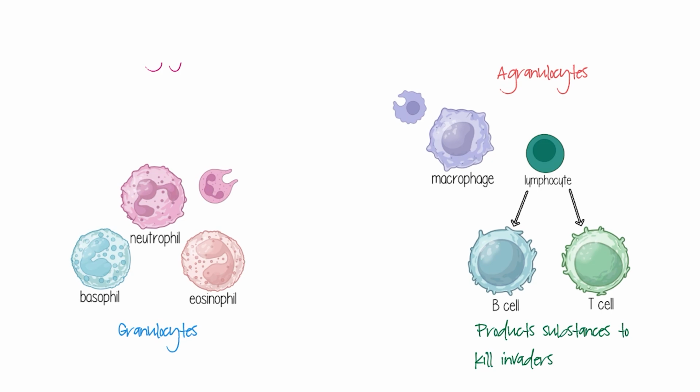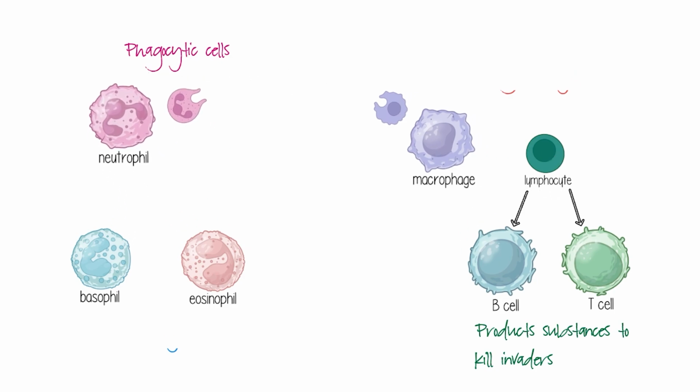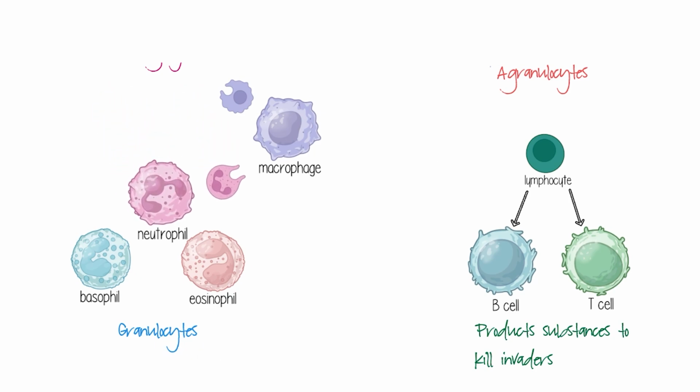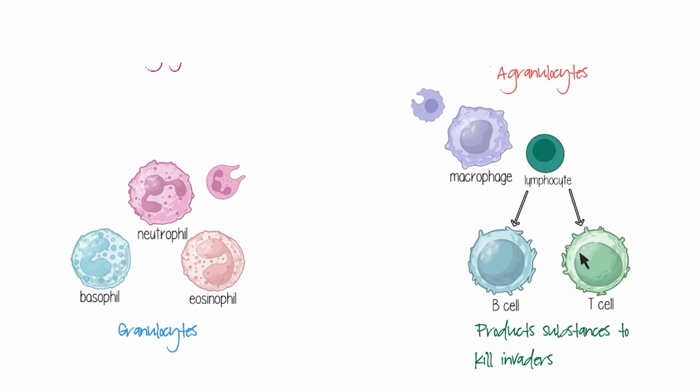One way to classify them is based on their function into phagocytic cells and lymphocytes. The phagocytic cells are neutrophils and macrophages, while the lymphocytes are the B cells and the T cells. They can also be classified based on their microscopic appearance into granulocytes and agranulocytes. The granulocytes are the neutrophils, basophils, and eosinophils, while the agranulocytes are the macrophages and the two lymphocytes.